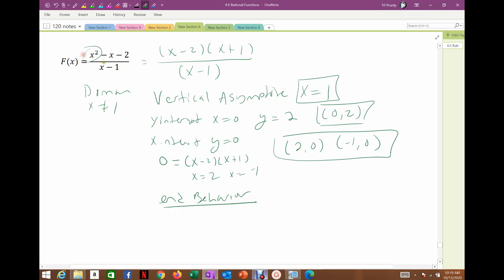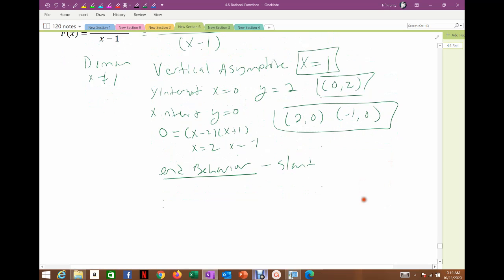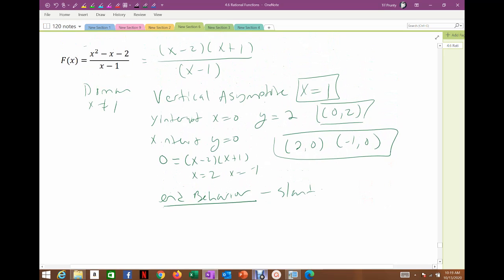Well, the degree in the numerator is bigger than the degree in the denominator, and so this is a slant asymptote case. Means my tails are shooting off to infinity, but they're shooting off to infinity in such a way that they should be approaching a slant asymptote. Alright, so I have to find the slant asymptote, which means I have to do division. And so I'm going to divide this out.